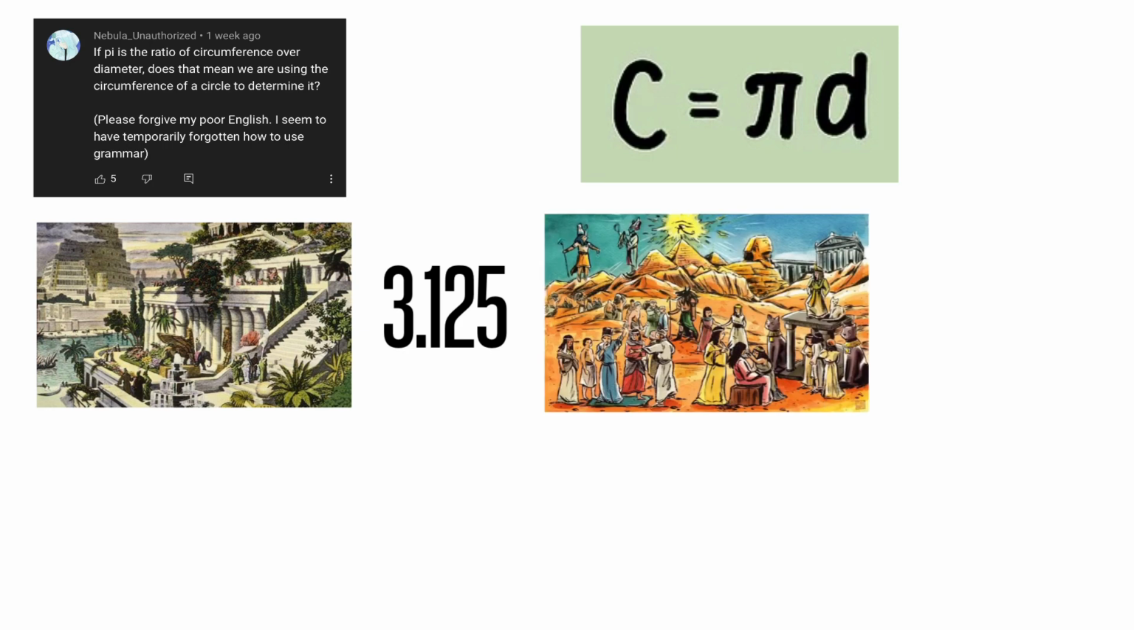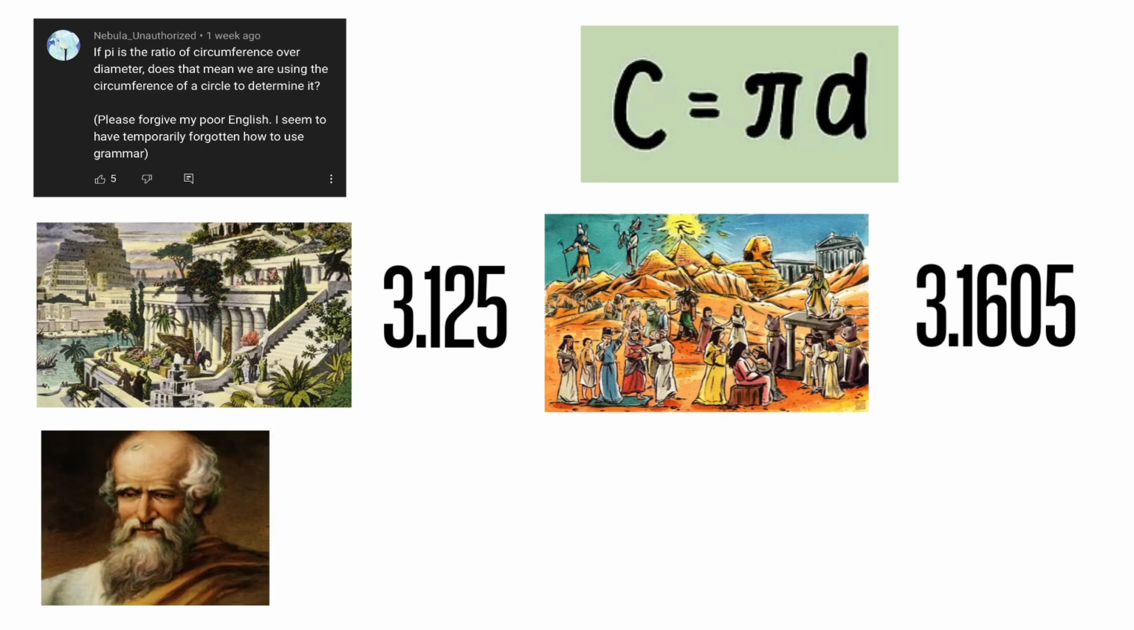But the ancient Egyptians took pi as a different value, which is a better estimate of pi compared to 3.125. Their value of pi was 3.1605 approximately. Now, fast forward lots of years later, Archimedes, one of the greatest mathematicians of the ancient world, was the first person to ever calculate pi.